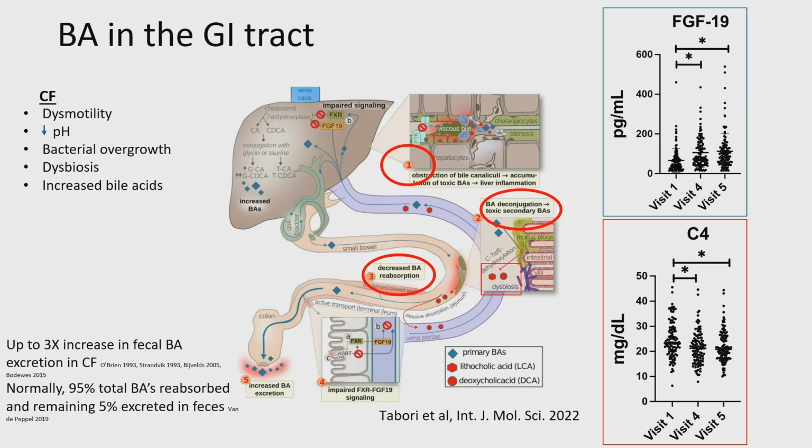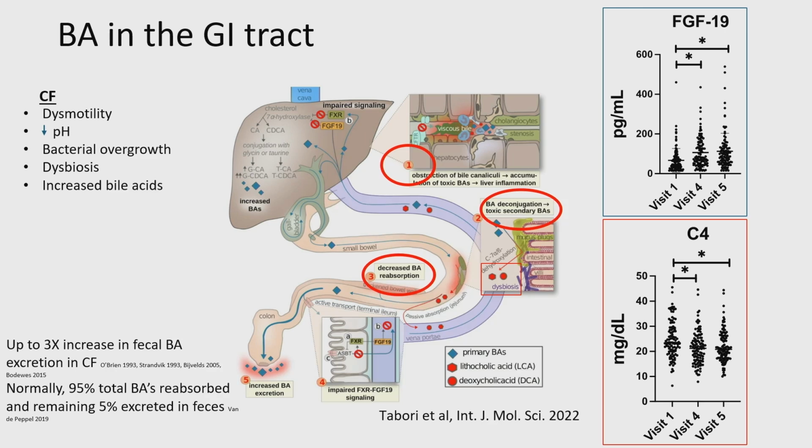Then the next step at the terminal ileum is that bile acids should be reabsorbed. Normally, 95% of total bile acids are reabsorbed and 5% go out into the feces. In CF, there's an up to 3-fold increase in fecal bile acid excretion. If you look to the far right, that shows data from the PROMISE trial that was the cohort that we used. So what happened with those biomarkers in the cohort that I'm presenting to you today?